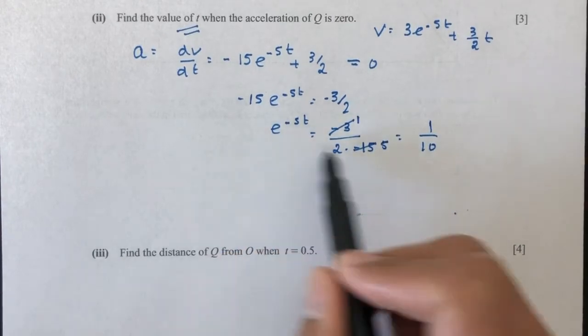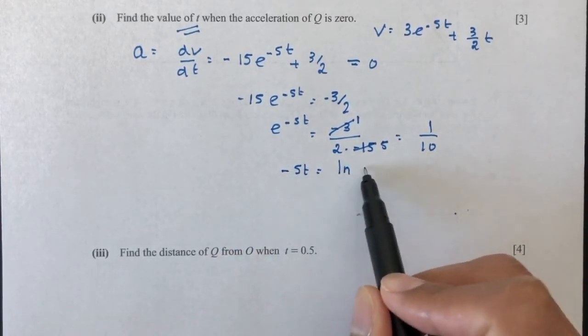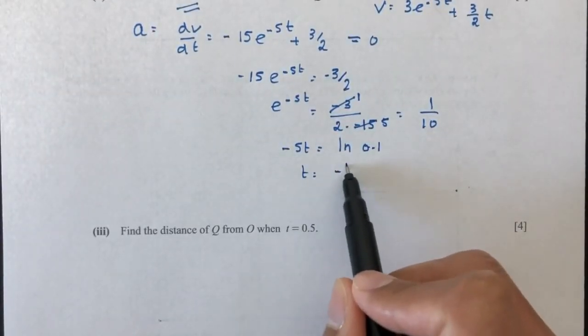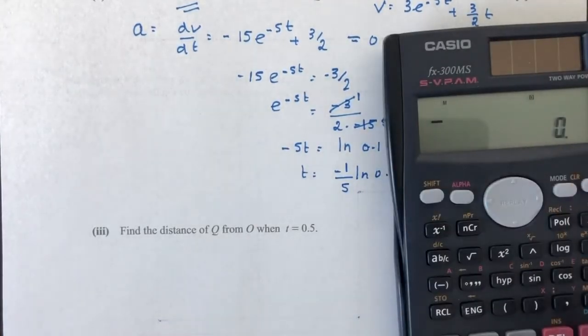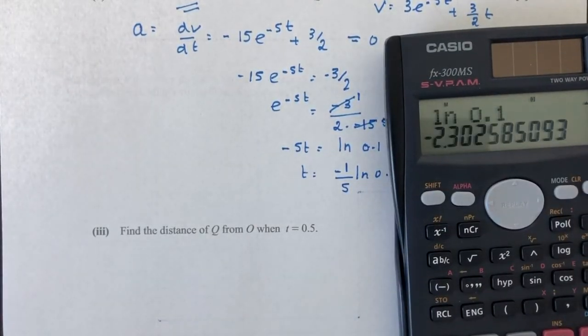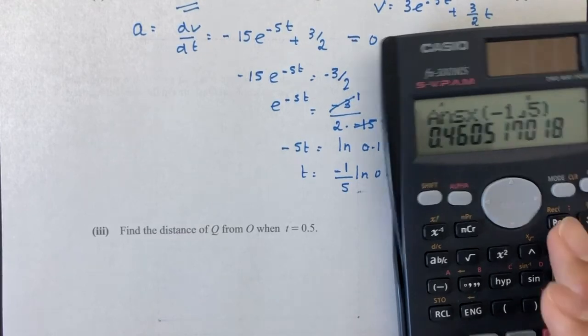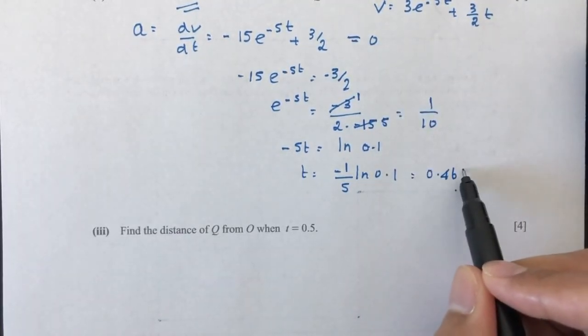So let's take ln on both sides. You will have -5t equal to ln of 0.1. So now t will be -1 over 5 times ln of 0.1. That will be 0.461.